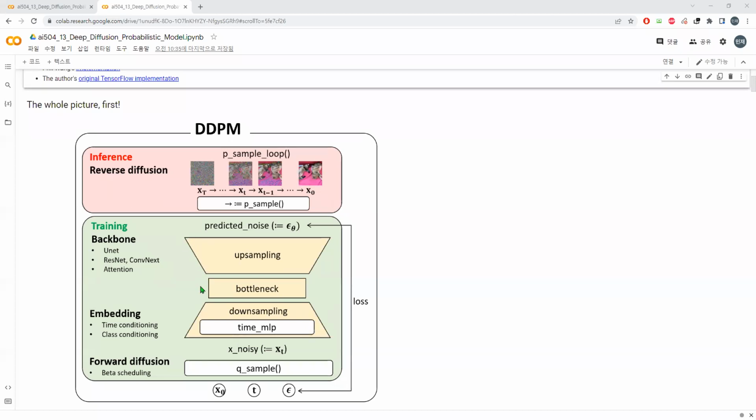Simply speaking, this UNet tries to predict this one by parameter theta, and we have to close the gap between this original data already sampled and predicted noise using a loss function. This is the whole process of training shaded by green.